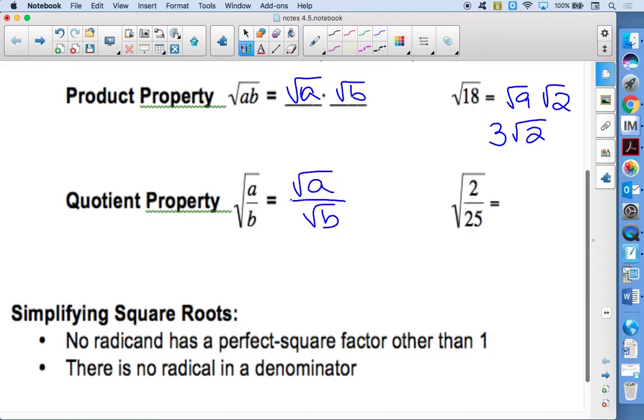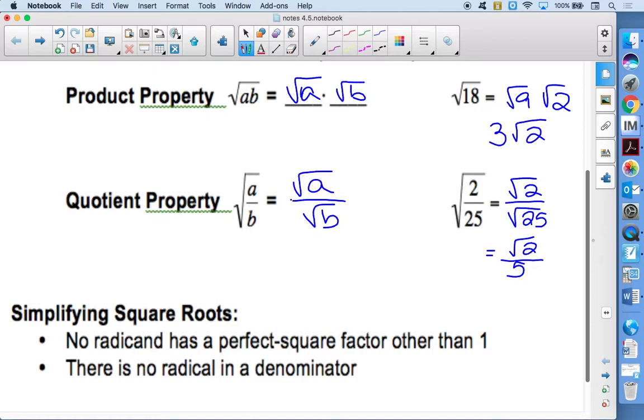So you're looking at them separate, taking the square root of a divided by the square root of b. So if we had the square root of 2 divided by the square root of 25, Ethan, what would that become? Square root of 2 over 5. Yep, square root of 2 over 5. So if we can change the number because it's a perfect square, then we would want to do that.